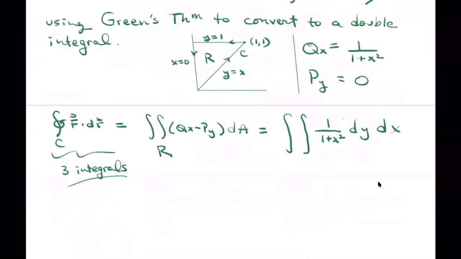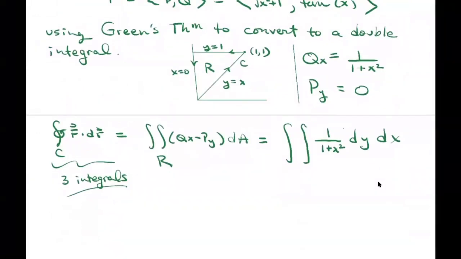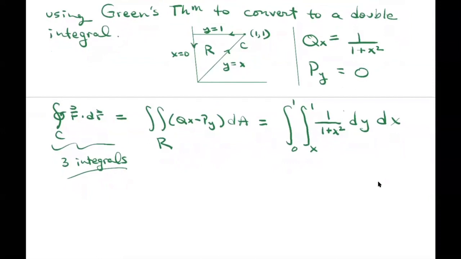Okay, good. And then again, limits on y. Somebody already said the lower limit on y is x. That is true. Upper limit on y? Anybody got an upper limit on y? 1, good. And then x will go from 0 to 1. Okay, any questions? Okay, so we're going to zip this out real quick.